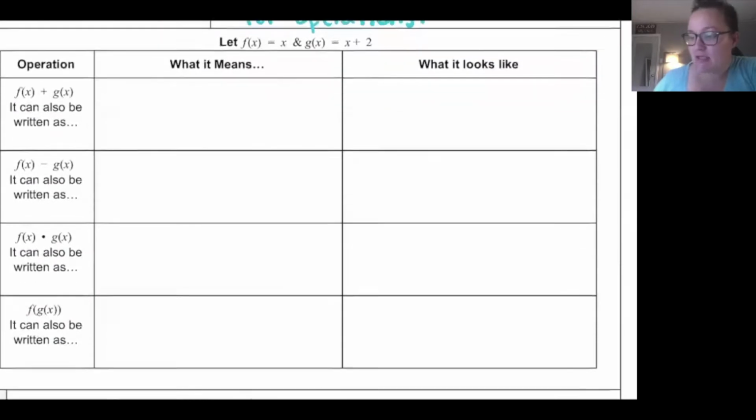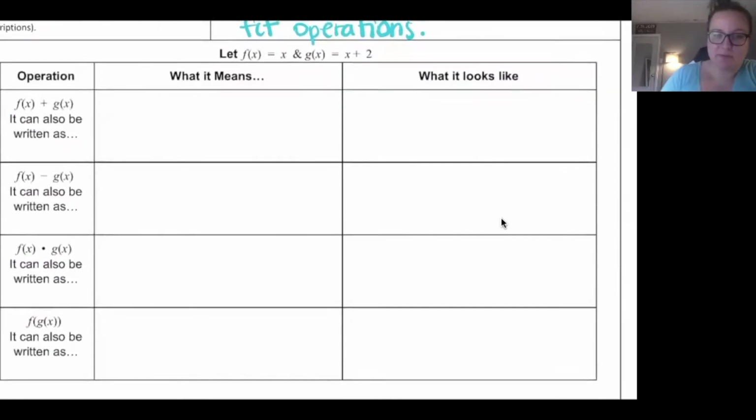So in the very first part of our notes here, we're going to let f of x equal x and g of x equal x plus 2. And we're going to use these two functions. So f of x is one function, g of x is the second function. We're going to use those two functions to walk us through a bunch of examples.